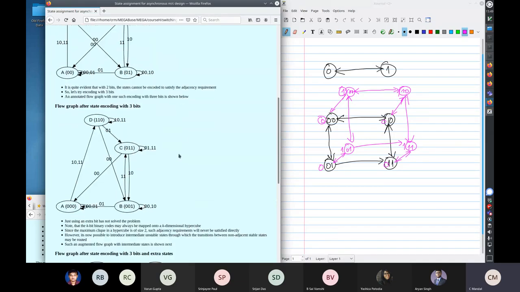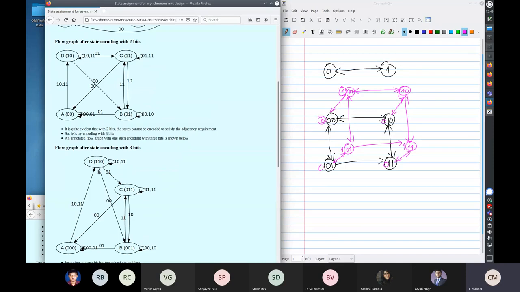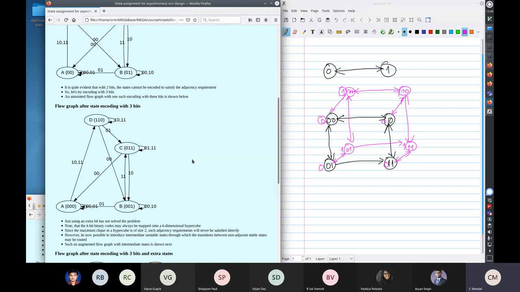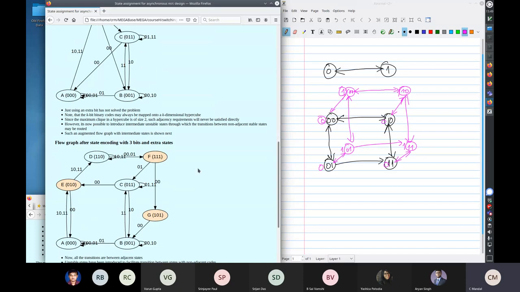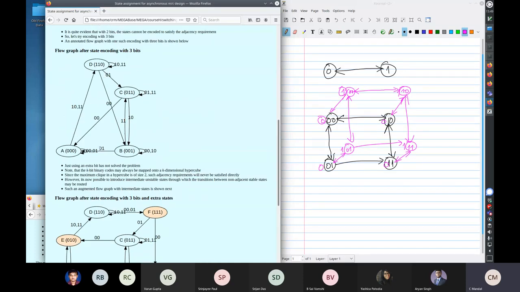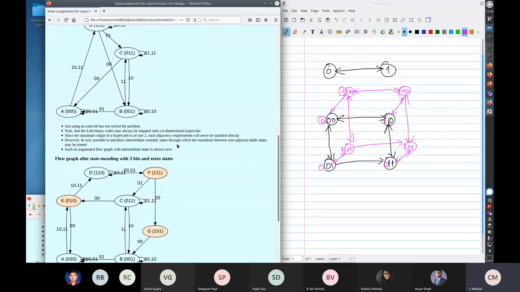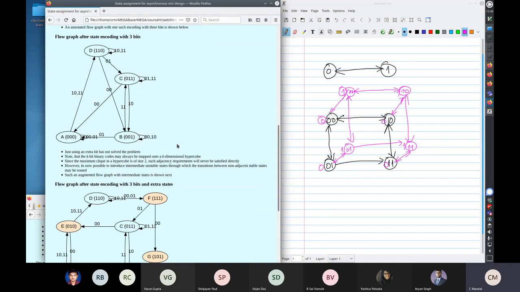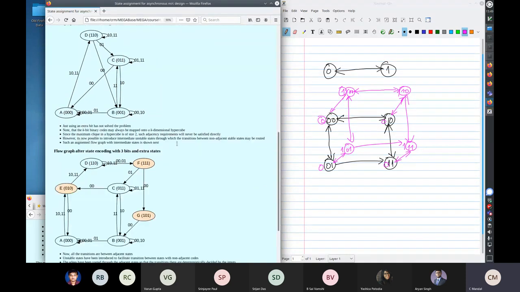So now what we have done is we have used 3 bits. Okay, we have used 3 bits. All right, and now what we are doing is we are embedding this onto a hypercube. Okay, we are embedding this onto a hypercube. So if you look at this, these are the states.